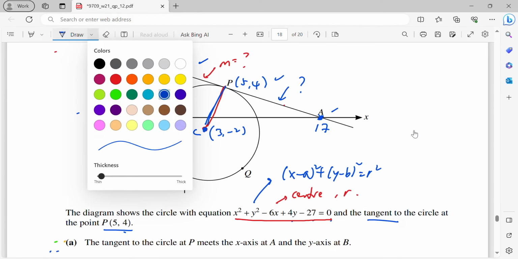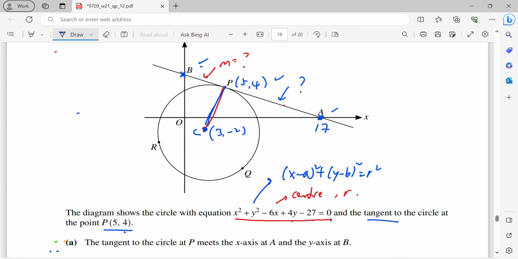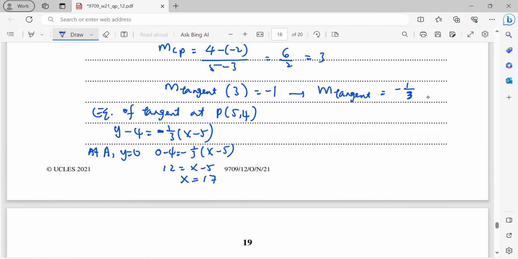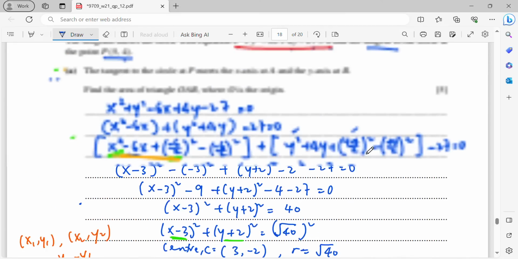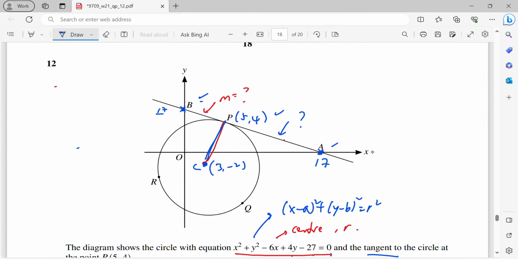Okay? Then now I need to find b. So at b, x equals 0. That means now y minus 4 is negative 1 over 3 times (0 minus 5). So now my y is going to be minus 1 over 3 times minus 5, which is 5 over 3. Then you plus 4, this is 12, 17 over 3. Okay, so I got 17 over 3 here.